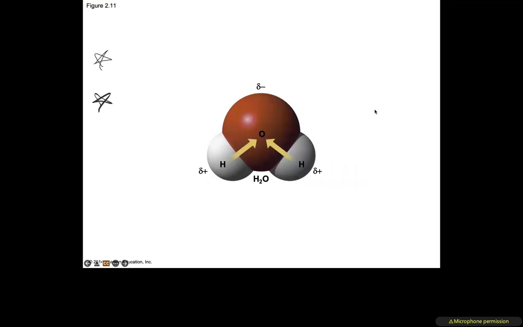So here is your water right here. So in your water molecule, what you see here, you can see these arrows. These arrows are showing how the electrons will have a greater pull towards the oxygen. So I'm about to show you why.